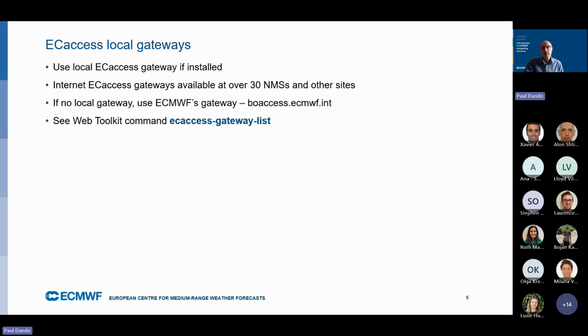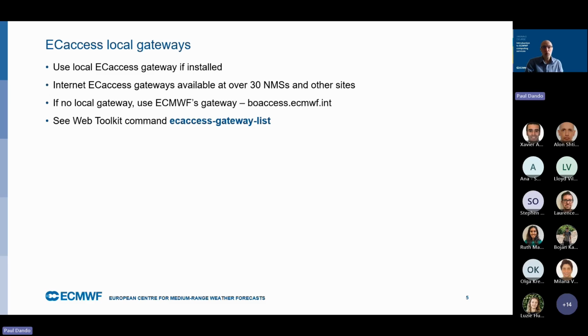We have, I think I counted yesterday, we certainly have more than 30 ECaccess gateways at our National Met Services of our member and cooperating states, and at other universities or other research centres. Some sites have even more than 1 gateway. They have like maybe a gateway they use for operational work and a gateway they use for research work. Or maybe they just do it to load balance the work through more than 1 gateway.